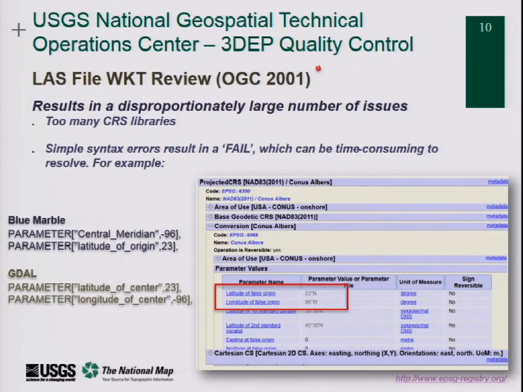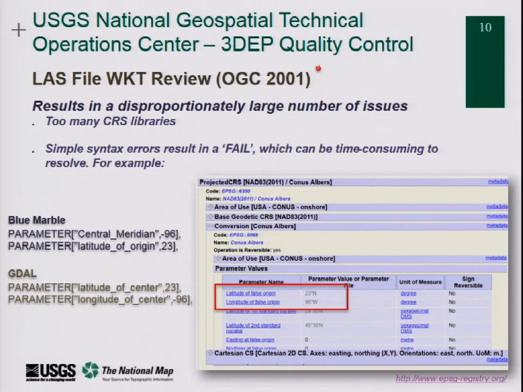I mentioned that coordinate reference system header issue. We basically have all these different software packages. You recall me saying there's a lot of variability in how the data are produced. We have different contractors using different software. The software all treats the coordinate reference system information differently.